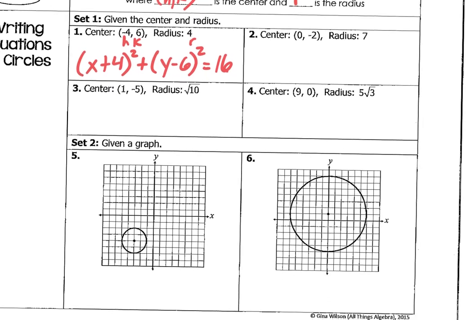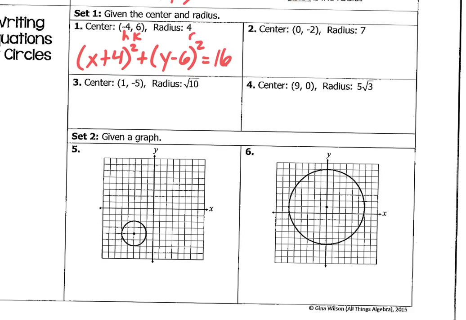Okay, I'm going to jump down to number 4, because my radius is a little different here. This is h, this is k, and this is r. So we're going to go x minus 9 squared plus, okay, and then when I write my y value here, I could do y minus 0. But do I really need to do y minus 0? Because what happens if I subtract 0? It's just y, right?